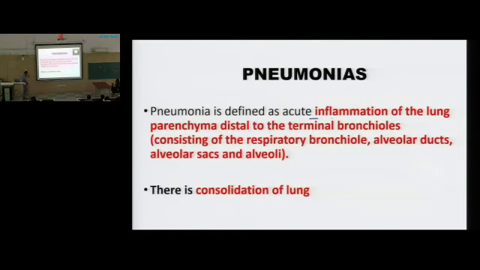So what is pneumonia? Pneumonia is an acute inflammation of the lung parenchyma, distal to the terminal bronchiole, right? Distal to the terminal bronchiole. So what does it contain? Distal to the terminal bronchiole means it will have the respiratory bronchiole, alveolar duct and alveolar sac. And there can be consolidation of the lung.